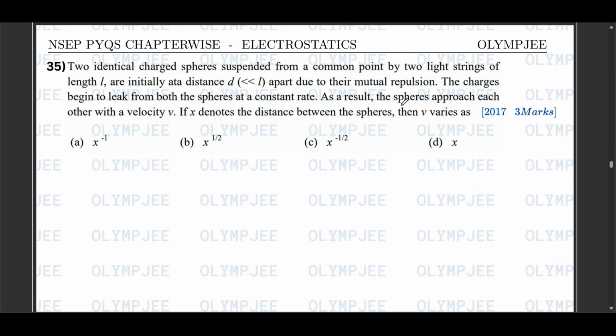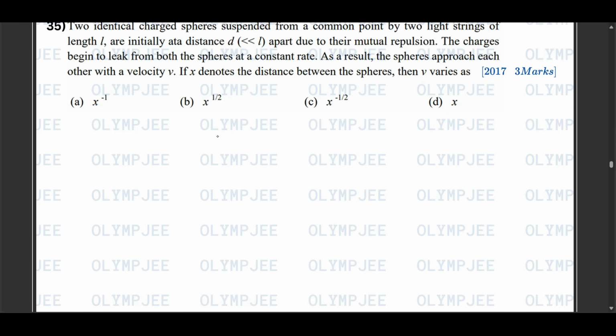Question 35 says two identical charge spheres suspended from a common point by two light strings of length L are initially at a distance d less than L apart due to their mutual repulsion. The charges begin to leak from both the spheres at a constant rate. As a result, the spheres approach each other with velocity v. If x denotes the distance between the sphere, then v varies as, and we have to relate v with x. So this is a question from Irodov, and this is a bit difficult, so let us start. Let me draw the diagram.